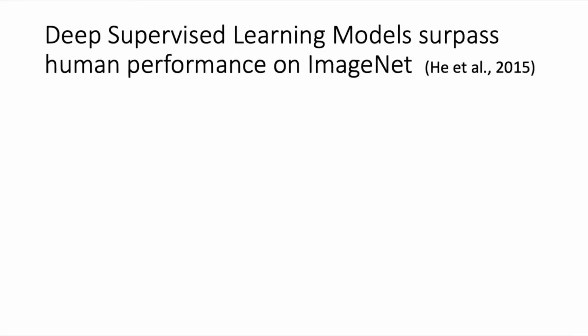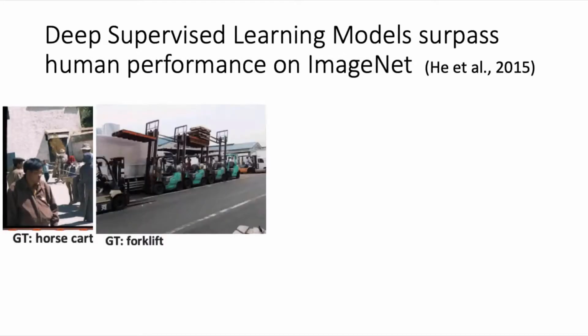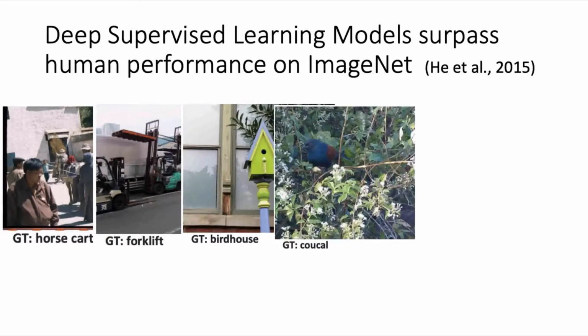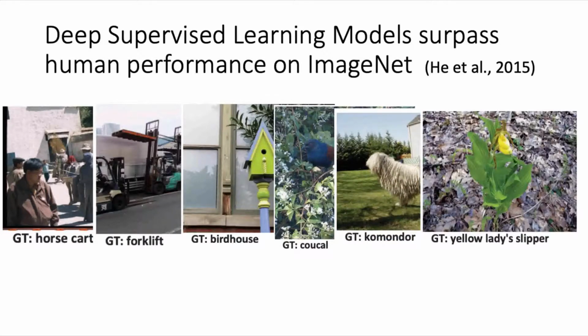By 2015, deep learning models were reporting better than human-level performance on the ImageNet task. Here are some examples of images that a model could classify correctly. It could tell that these were horse carts, that these were forklifts, that this was a birdhouse, that this was a cucullus, this is a commander, and that this plant is a yellow lady's slipper. I don't even know what these things are, so definitely better than I could have done on these images.